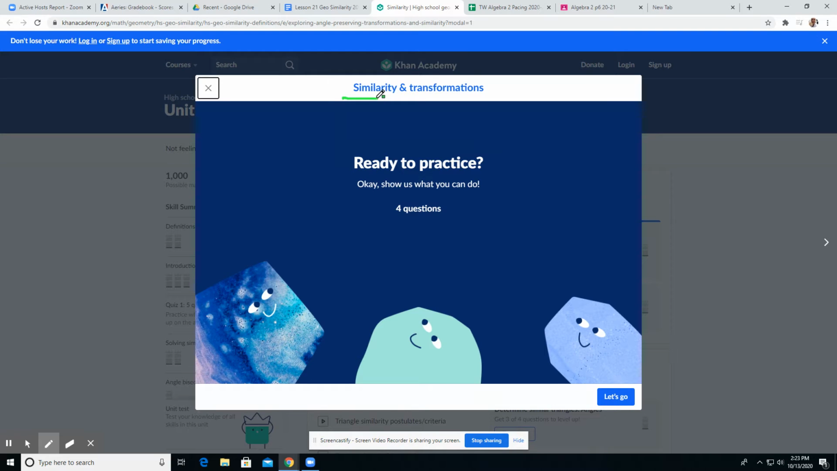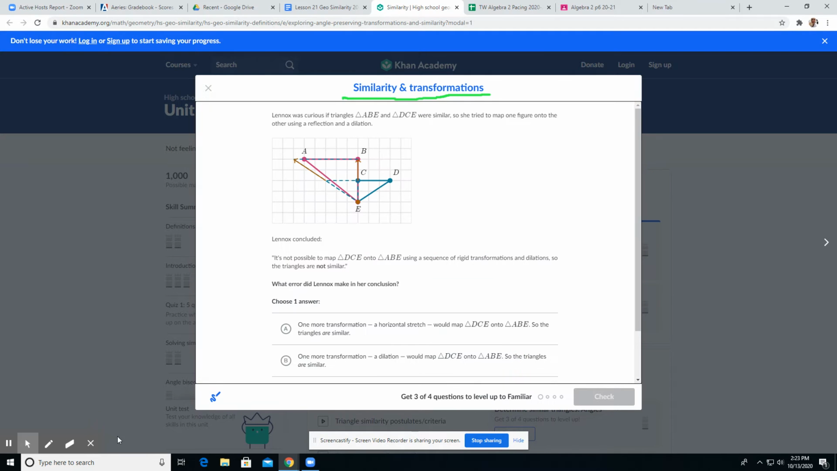Okay, we're going to do some similarity and transformations on this one. Let's go. When we deal with these, it's a little bit tricky because there's some vocabulary that we have to be accountable for. So it's really important we read everything carefully and then we go through our options.